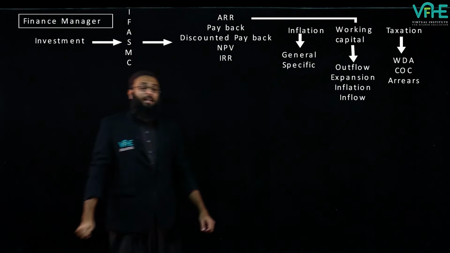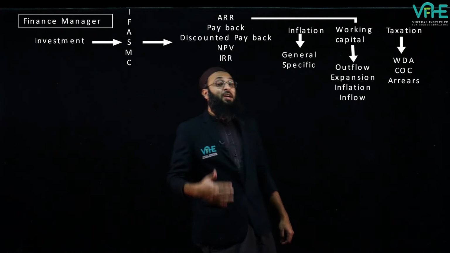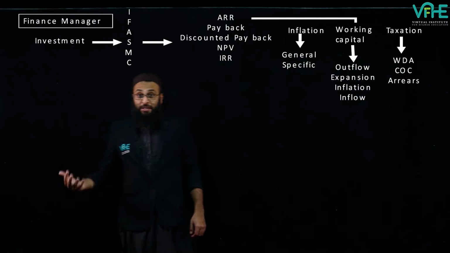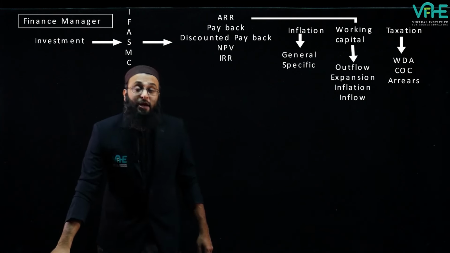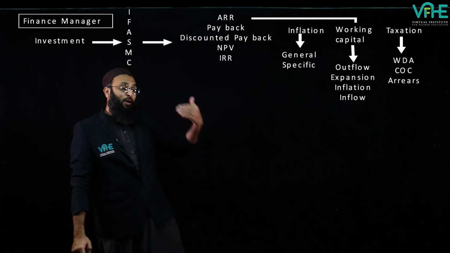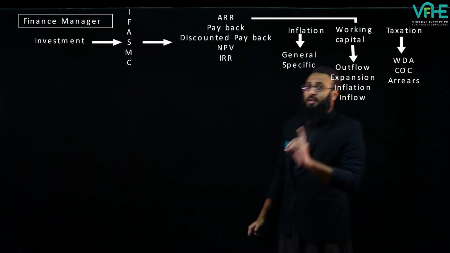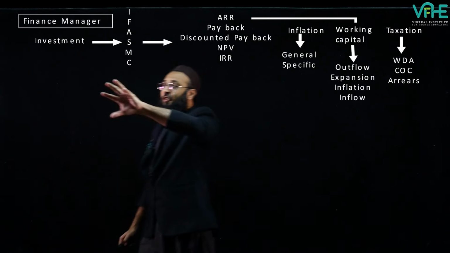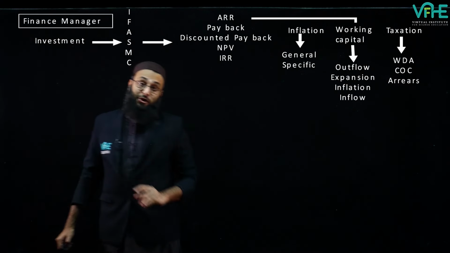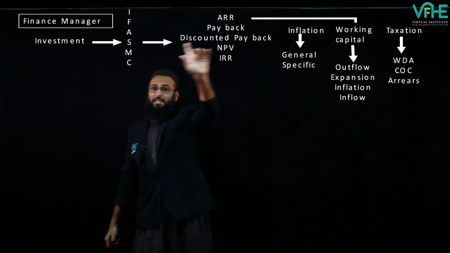The other techniques that deal with risk and uncertainty are simulation, which considers multiple variable changes, and the last is risk adjusted cost of capital, which we'll cover once we reach cost of capital. So this is the first function that the finance manager performs, investment decisions. I hope the entire investment decision area is complete.